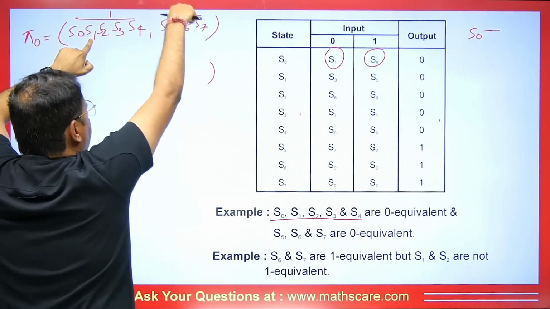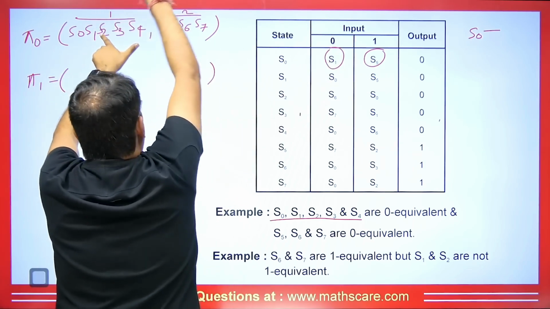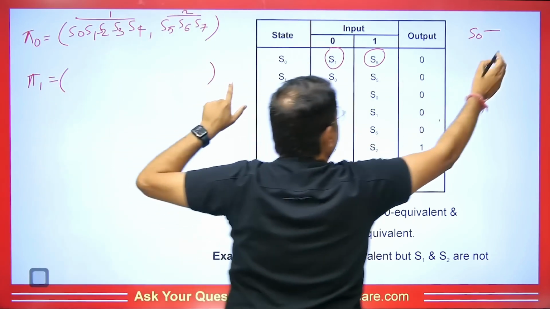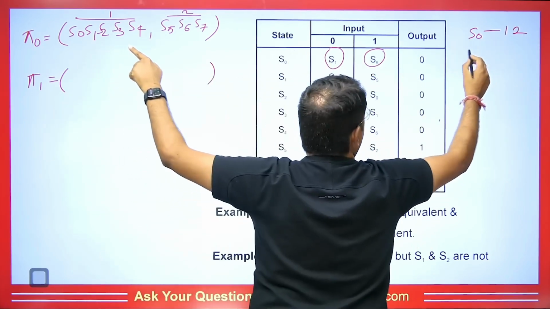See, this is S1 and this is S5. See here, S1 and S5. This is coming here and this here. So this will be pair 1, 2. We will name this as 1, 2. Clear? Now, let's talk about S1.